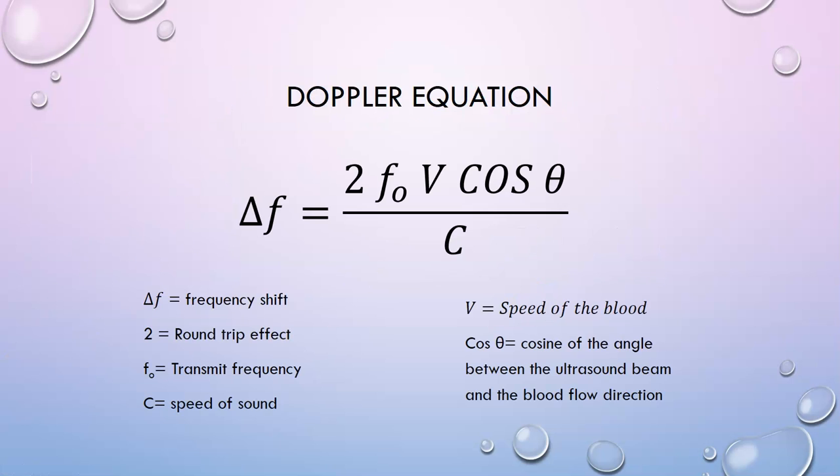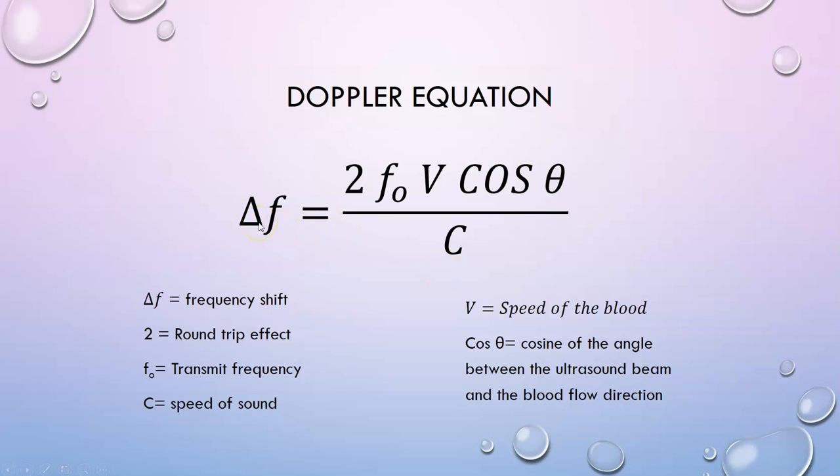So when we look at that, the frequency shift, the Doppler shift, is due to the round trip effect. The round trip effect is never going to change, so that's always going to be there. The transmit frequency times the transmit frequency, well, we can certainly adjust the transmit frequency. We have a button on our machine for that. Times the speed of the blood, well, we can't do anything about the speed of the blood because that's set. Times the cosine of the angle between the ultrasound beam and the blood flow. And then divided by C, which is the speed of sound in the body.